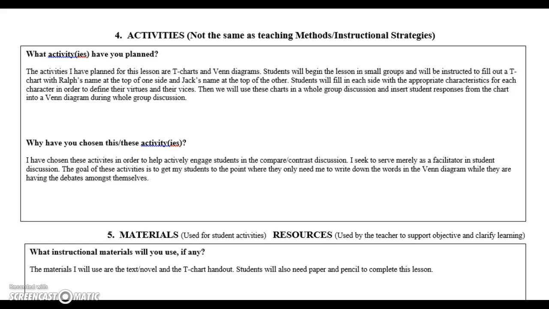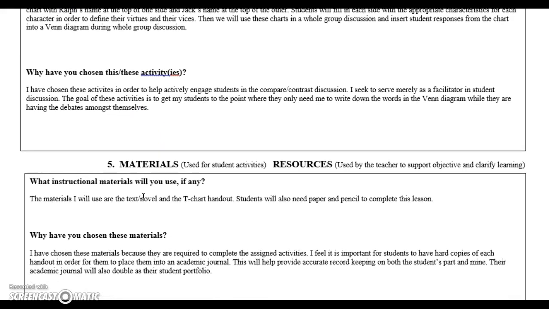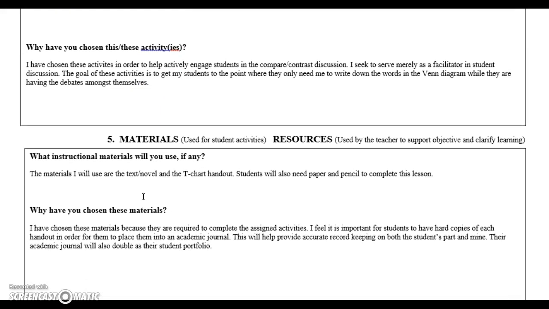Section 5, materials and resources. What instructional materials will you use, if any? The materials I will use are the text/novel and the T-chart handout. Students will also need paper and pencil to complete this lesson. Why have you chosen these materials?